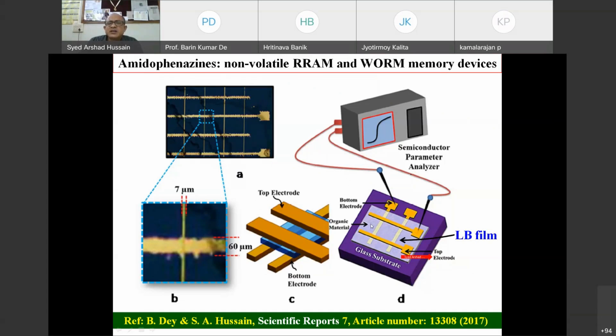And for this LB film, we use a mixture of this phenazine and stearic acid. An interesting thing is that we have observed that by controlling the mixture ratio, it's possible to have ROM kind of behavior as well as RAM kind of behavior just by changing the composition or ratio of mixing of this phenazine and stearic acid. And we propose the ROM can be write once, read many, and another is resistive random access memory.